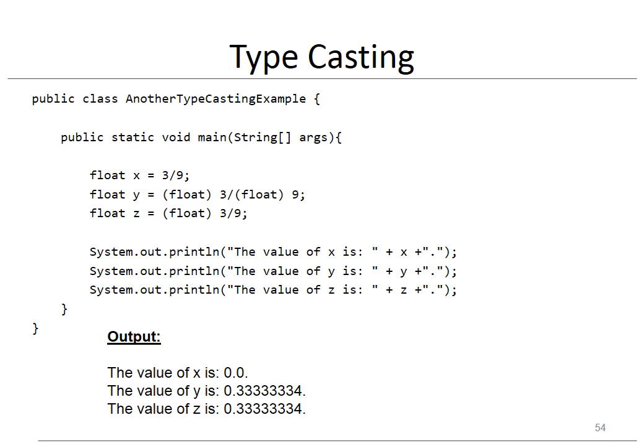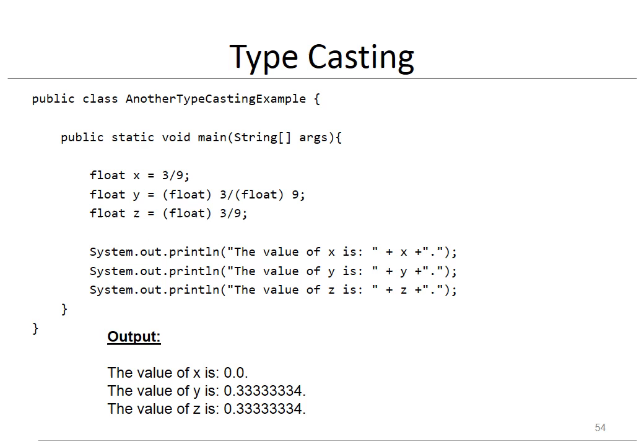Here you can see another example of casting. For the first statement, float x equals 3 divided by 9, Java will consider both operands as integer, then apply integer division, which gives 0, and then do the widening conversion to float, yielding a 0 floating point number. For the second statement, float y equals float 3 divided by float 9, Java will first perform the widening conversion for the values 3 and 9, do the floating point division, and assign the result to the floating point variable y.